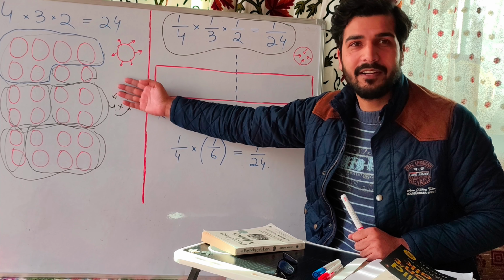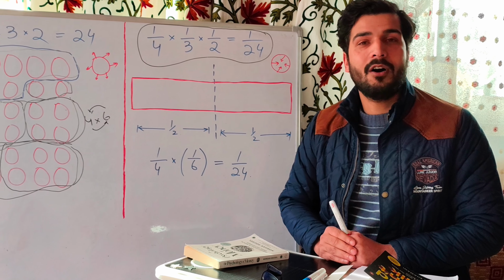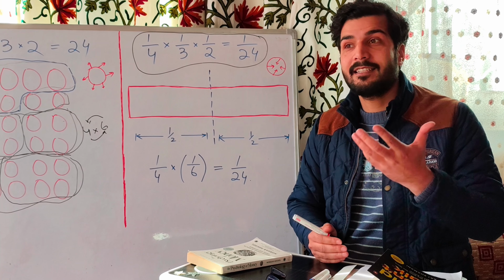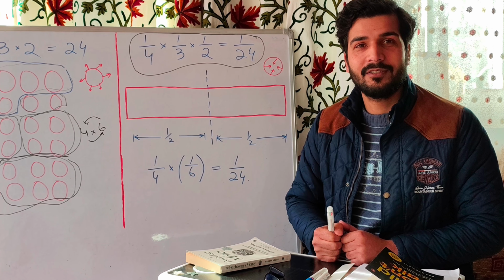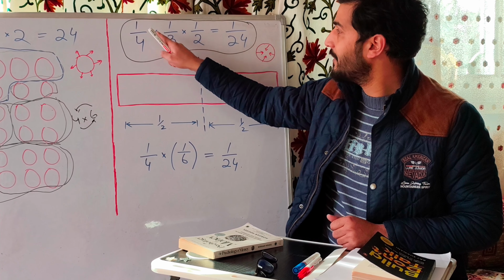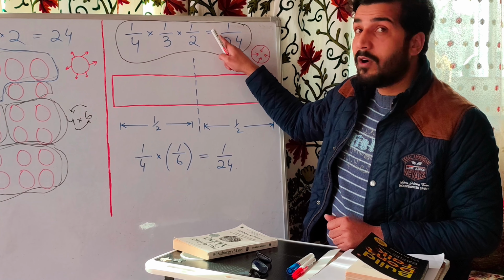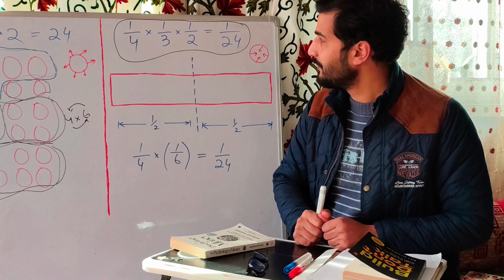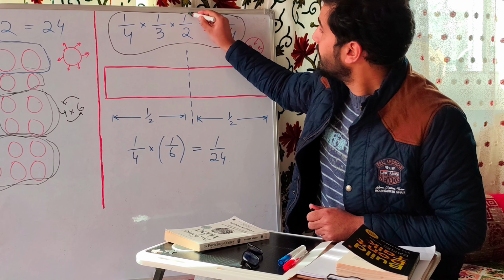Showing this is not difficult, but this one is, as far as the knowledge and the standard of a student is concerned. So let's see what will happen when we multiply 1 by 4 to 1 by 3 to 1 by 2, and what does this 1 divided by 24 mean? Okay, so here we will start from this.